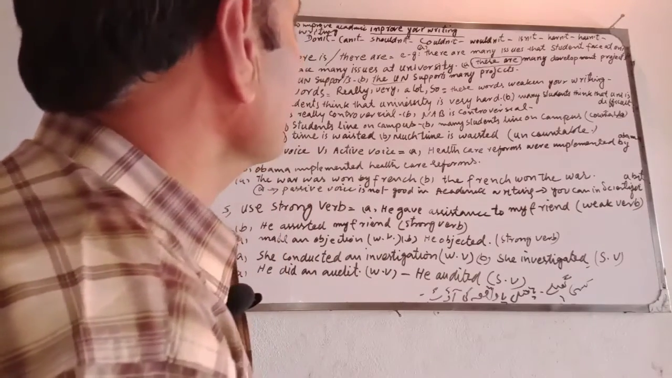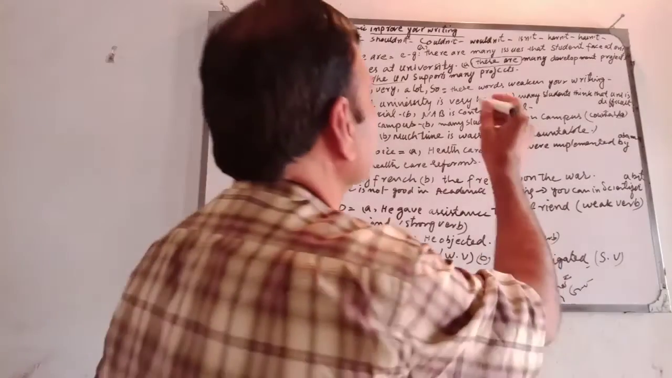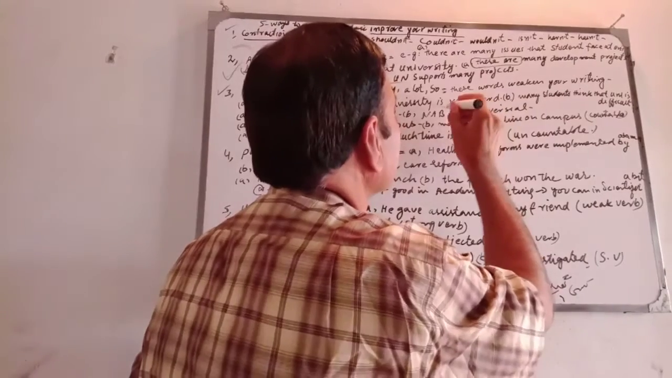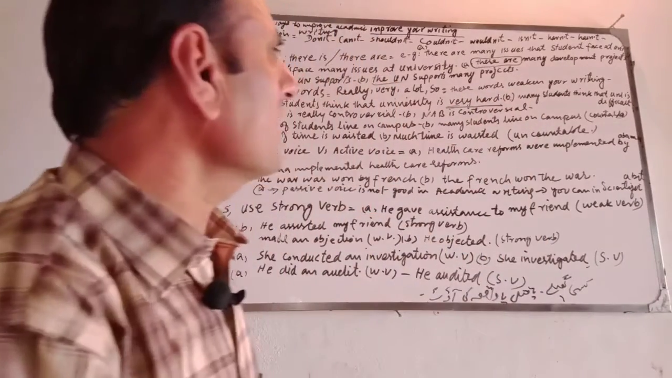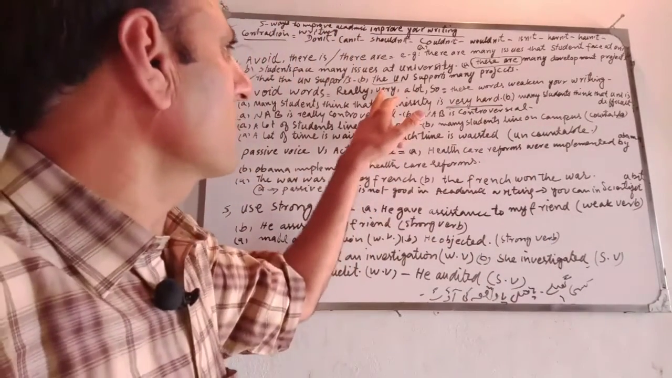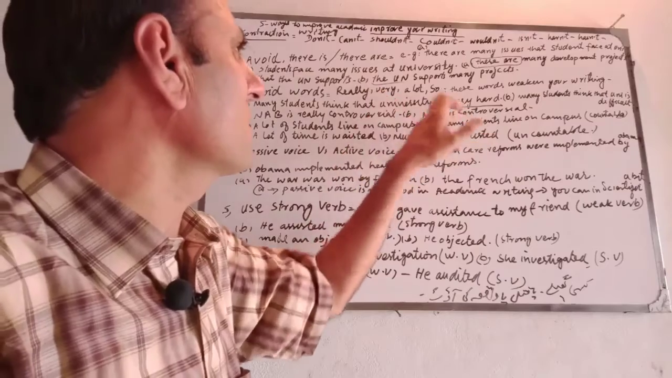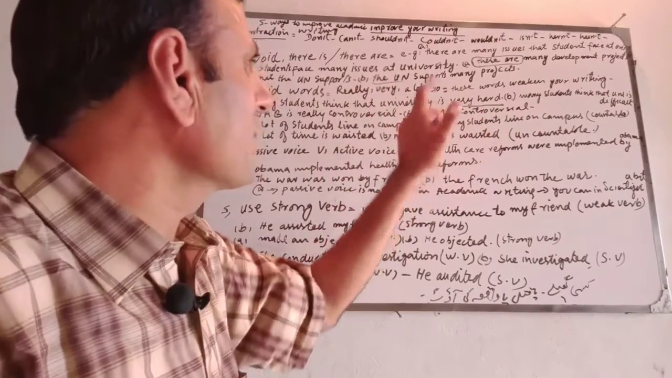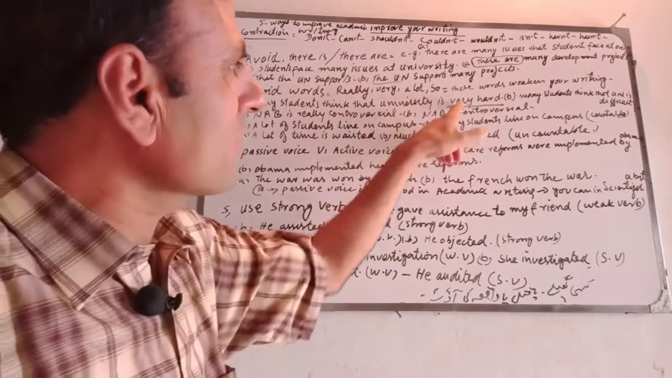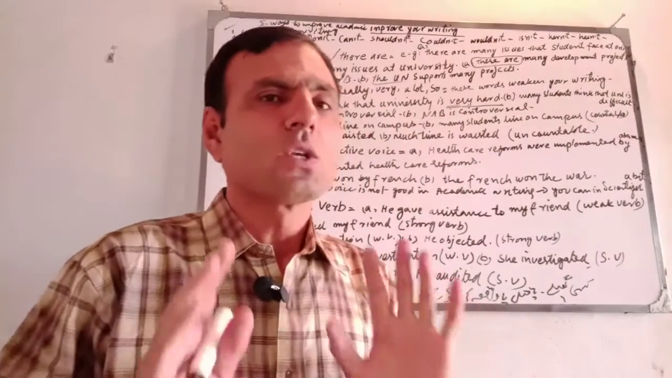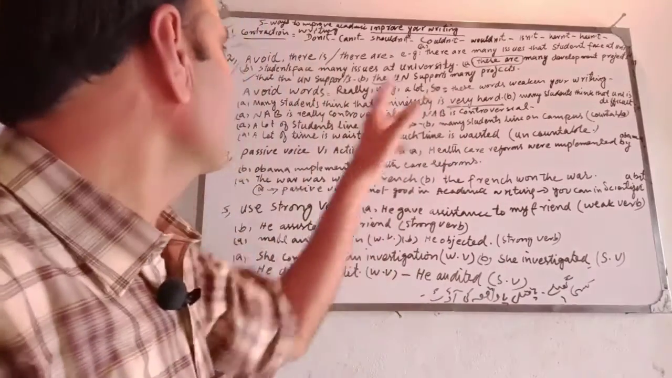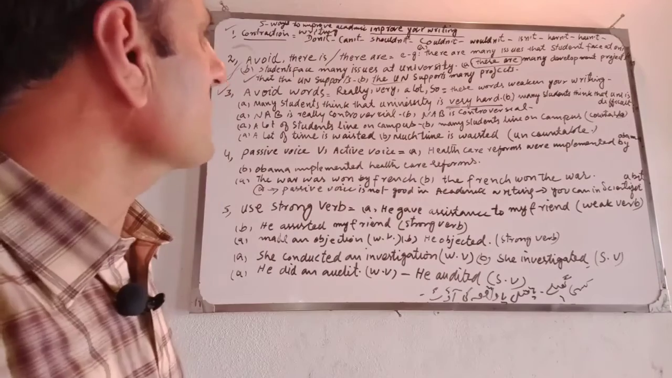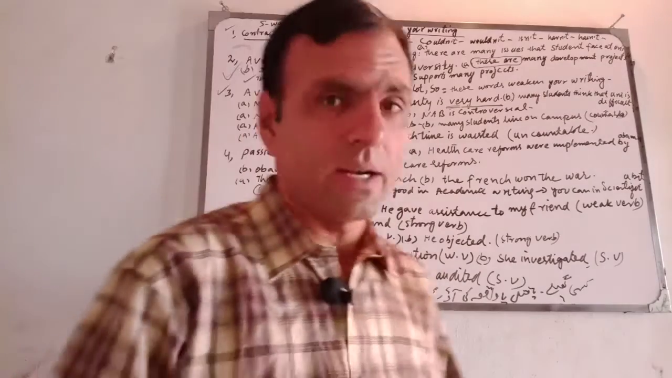For example, let's take an example here. Many students think university is very hard. What do we say? We have to avoid very. Really, very, a lot, so. The tip tells us that very should be avoided. So we have to avoid very there. Many students think that university is very hard.